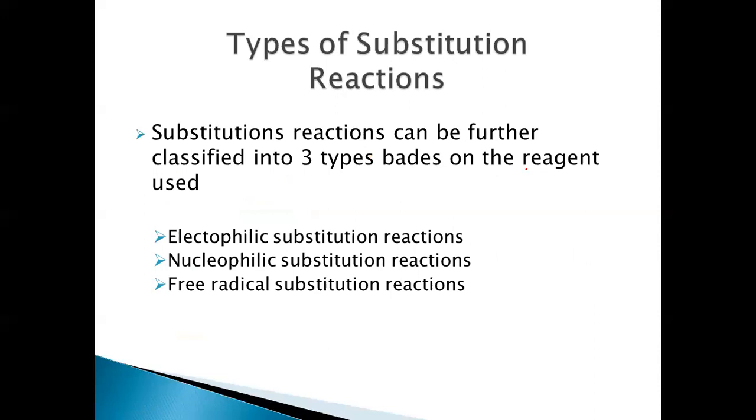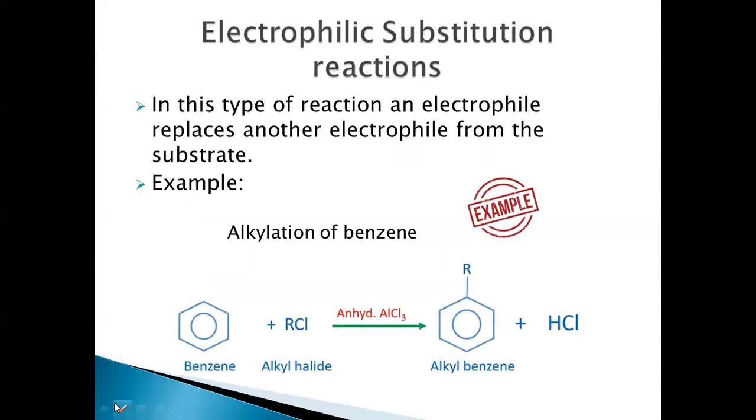There are three types of substitution reactions, classified depending upon the type of reagent which is used: electrophilic substitution reactions, nucleophilic substitution reactions, and free radical substitution reactions. As the name suggests, here an electrophile is replaced by another electrophile, a nucleophile is replaced by another nucleophile in the substrate, and a free radical is replaced by another free radical in the substrate. So let's see in detail about the electrophilic substitution reactions now.